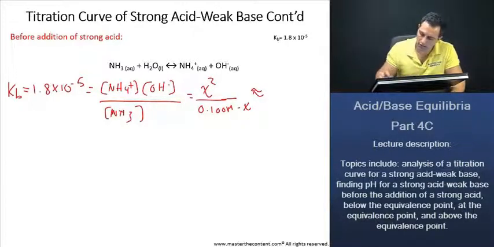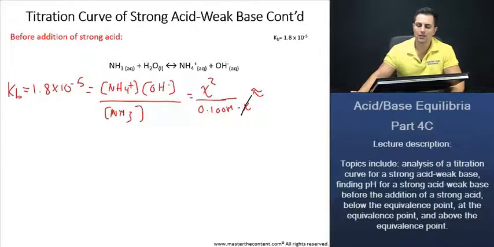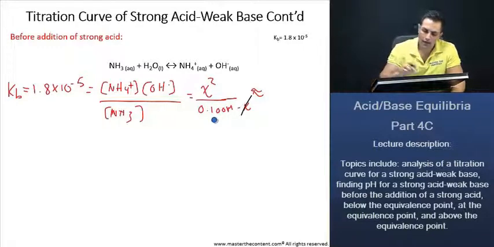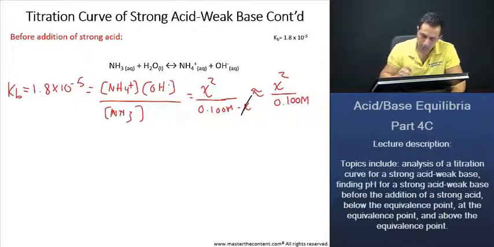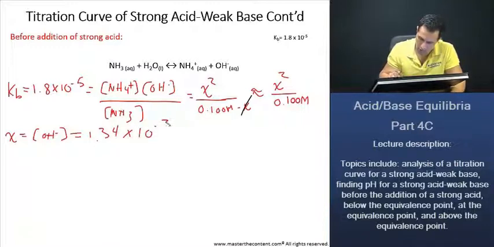Here we'll make the assumption that x is going to be less than 5% of our initial concentration, and once we go ahead with that assumption, we get the following. From here, we can calculate x, which is also going to be our hydroxide concentration. Once you calculate it, it will be 1.34 times 10 to the power of negative 3.